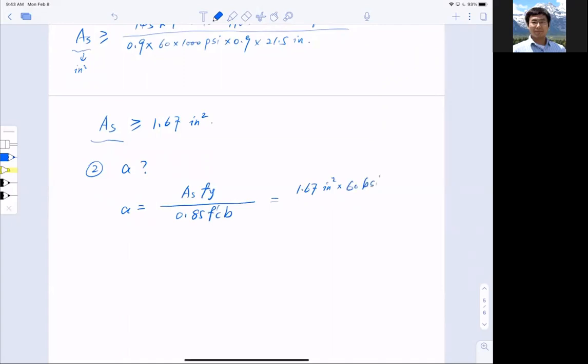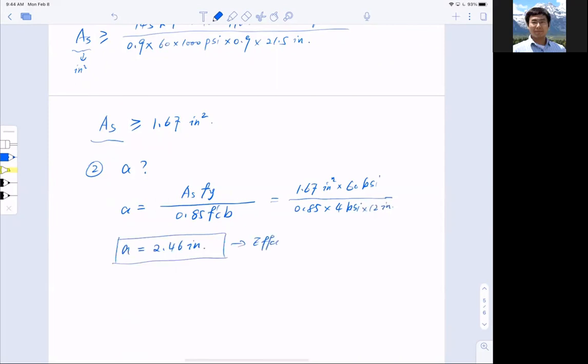Now remember, I go back to the ksi because I have kips underneath here. So this is 0.85 multiplied by 4 ksi. You see, this unit cancels, right? So width is still 12 inches. So I got this number A equal to, after calculation, 2.46 inch. And don't forget, this is called the effective compressive zone.